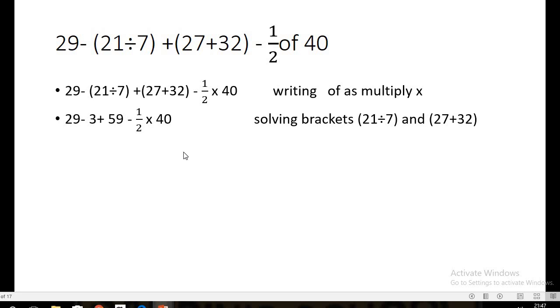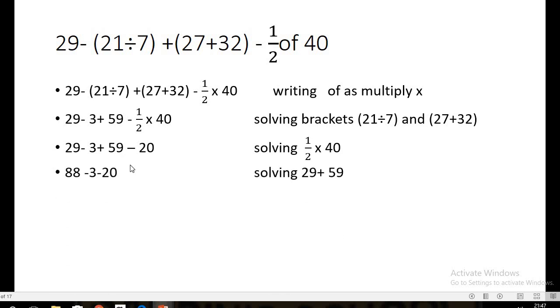Now in the visible operations, we have to give preference to multiplication. So half of 40 is 20, so half multiplied by 40 is 20. Now we are left with addition and subtraction, so doing the addition first. 29 plus 59 gives us 88. Now 88 minus 3 gives us 85, and 85 minus 20 gives us 65 as the answer.